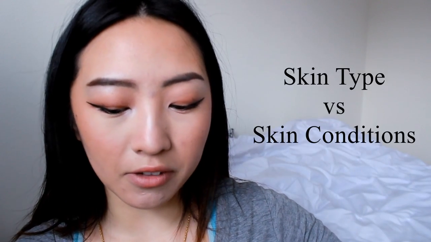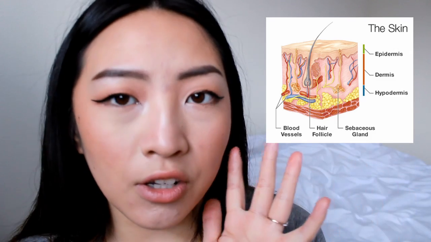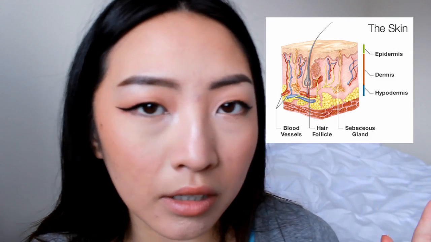Skin type is so different from skin conditions. Skin type is basically the outer layer, like everything that is presented physically on your face. Skin conditions are what happens underneath the first layer of skin. There are 3 layers of skin, so it's on the second and third layers that you have those skin conditions that may cause your skin to react and be all funky.